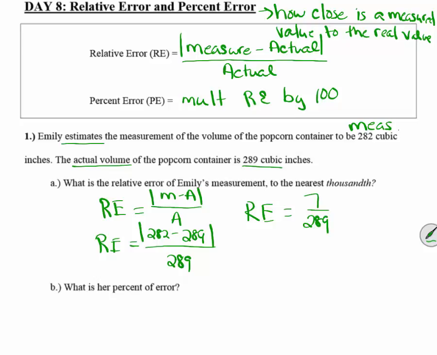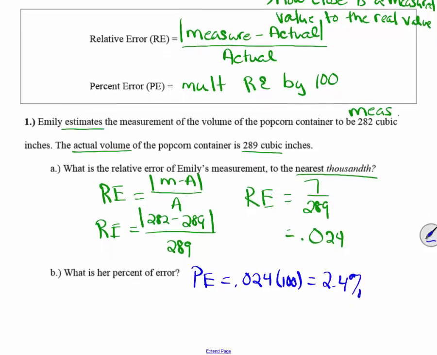Oh, I'm sorry, no, you cannot. Helps if I had read. They want it to the nearest thousandth, so they want you to actually do the division. If they don't say that, leaving it as a fraction is okay. So this turns out to be 0.024. Her percent error then is just taking that number, 0.024, turning it into a percent by multiplying by 100. So 2.4%. The smaller the number, the more accurate your measurement is. Right? So if I get a really small number, less than probably 5% usually, it means that you're doing your measurements pretty good.